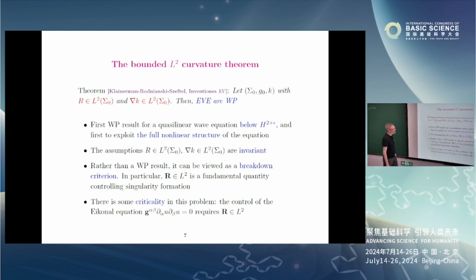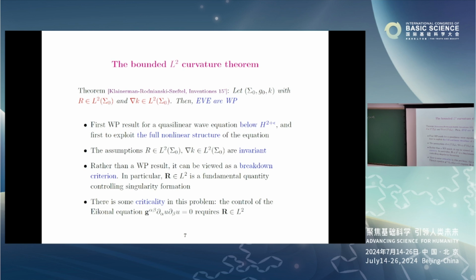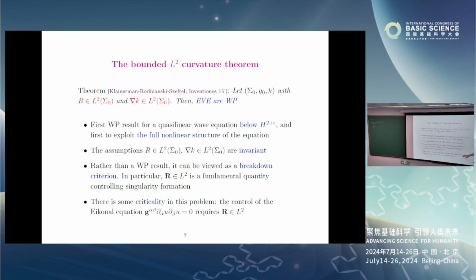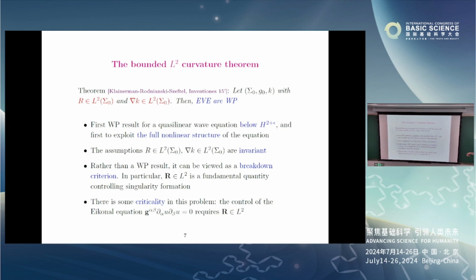Okay, so here this means that this result is in fact 1/2 above the scaling of the equations, while I should mention that the Christodoulou BV result is in fact at the scaling, and I believe this is very important to go towards the scaling. I'll come back to this. Okay, but still I want to mention that there is some criticality in a different way about this result.